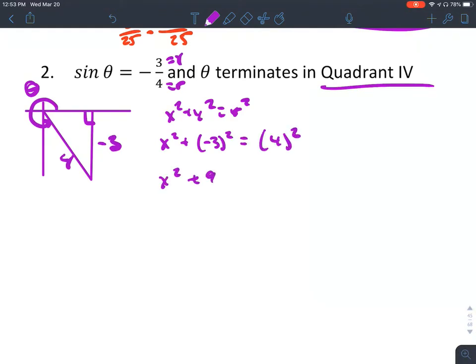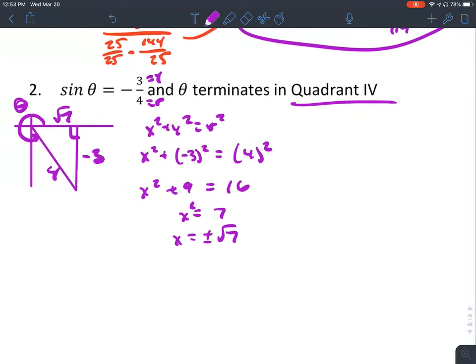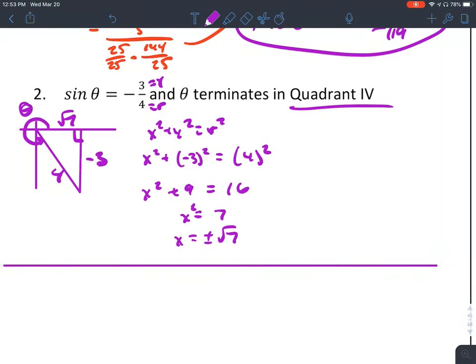It's going to be x squared plus 9 equals 16. X squared is 7. X is plus or minus the square root of 7. We are in quadrant 4. Therefore, it is a positive square root of 7. While I'm here, I might as well jot down what sine of theta is, which I know is negative 3/4 from the directions. Cosine of theta is x over r, so square root of 7 over 4.